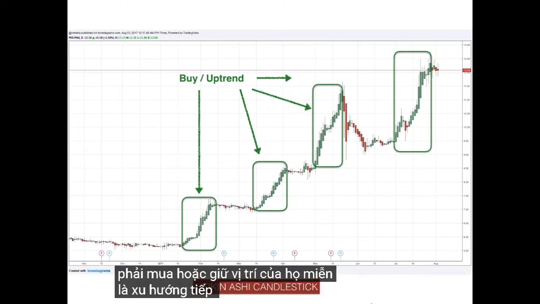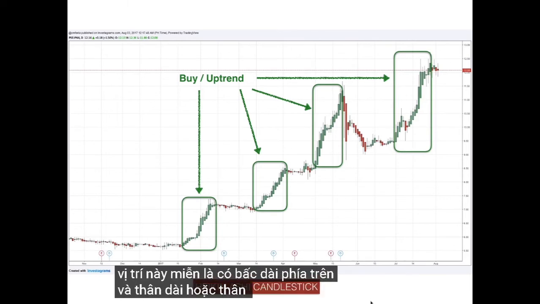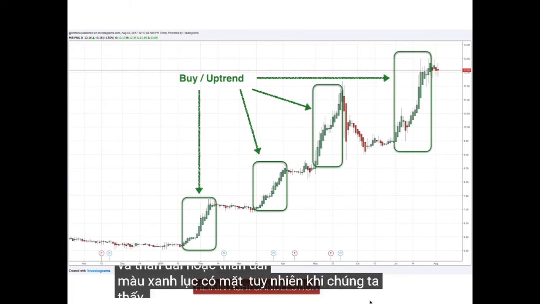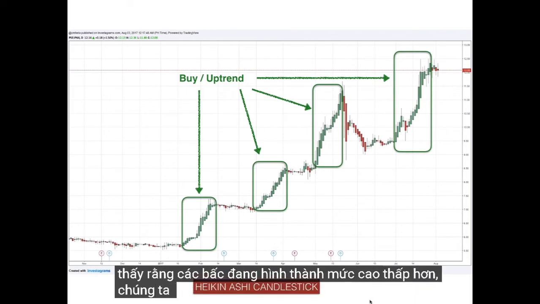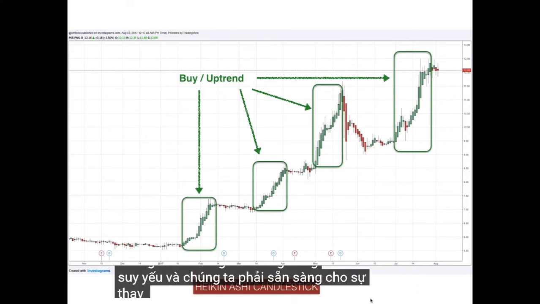As long as the trend continues, you can still add to your position. So we hold these positions as long as the long upper wicks and long green bodies are present. However, once we see that the wicks are forming lower highs, we know that the trend is weakening and we have to be ready for a change in the trend.